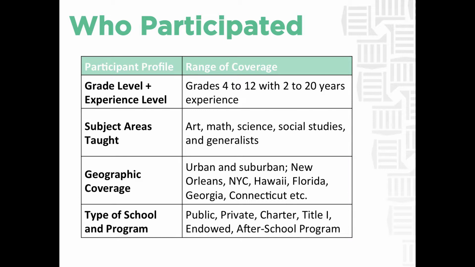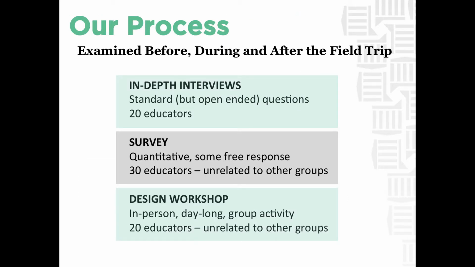The geographic area that we covered was primarily urban and suburban. We weren't focused on rural areas, but it was nationwide with a strong focus in New Orleans, New York, Connecticut, Georgia, Hawaii, California, Colorado, the Chicago area, and some other places. And then we also had a nice wide range of the different types of schools and programs. So private and public, charter, Title I, well-endowed institutions, and also after-school programs that all dealt with creating experiential learning at museums. So we did this research in 3 phases over the last year.